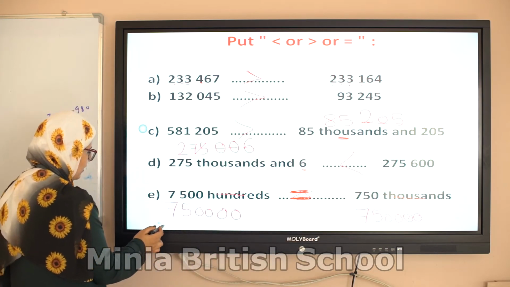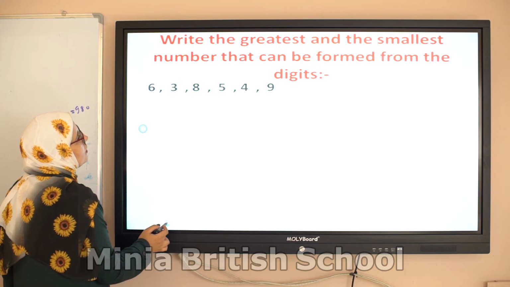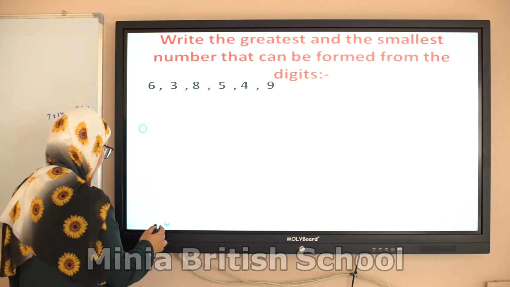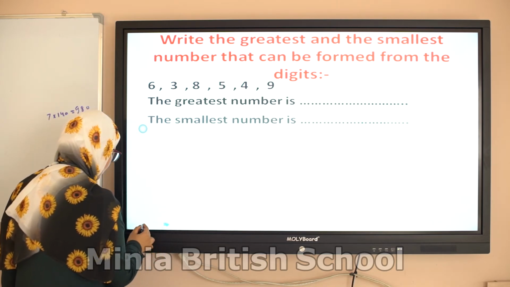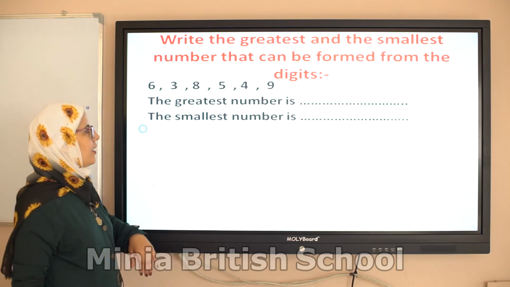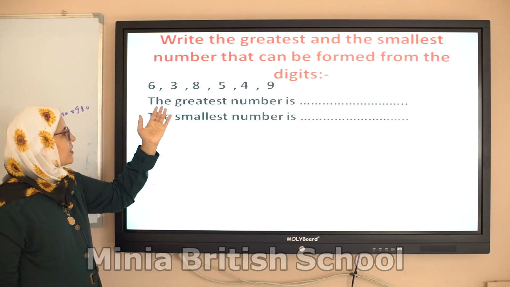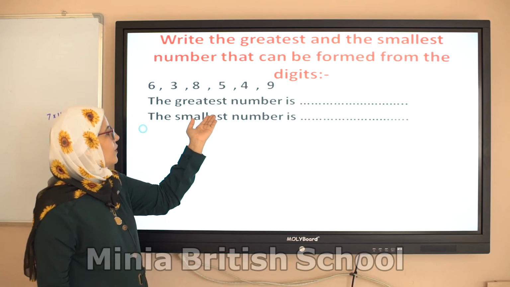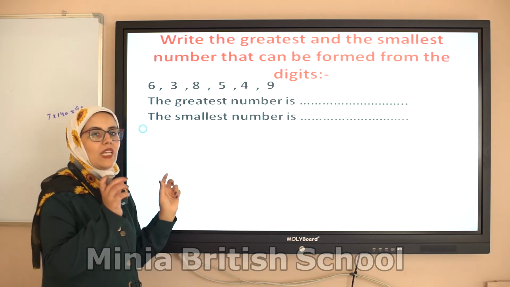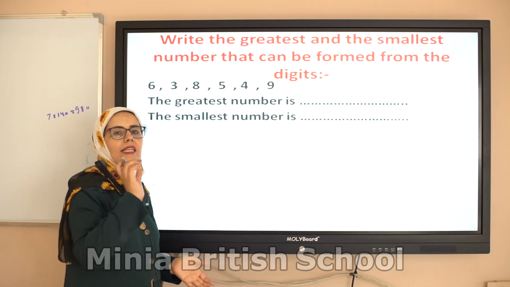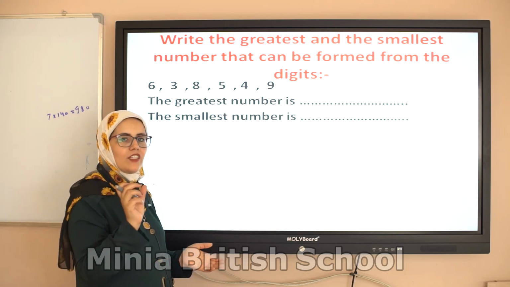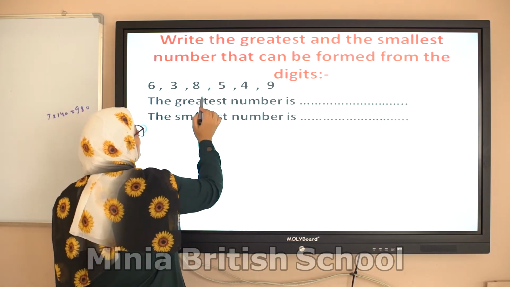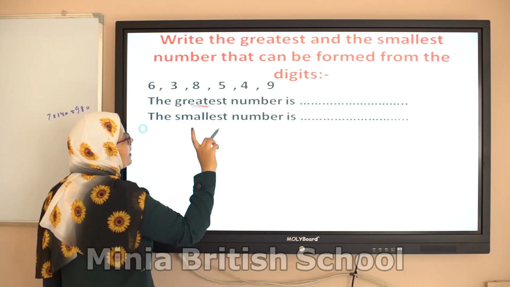Let's see another type of question. Write the greatest and the smallest number that can be formed from these digits. Let's see. Here we have some digits, okay? And I need to form from these digits the greatest number and the smallest number. To form the greatest number from these digits, I will arrange these digits descendingly. Descendingly means what? I will arrange these digits from the greatest to the smallest.